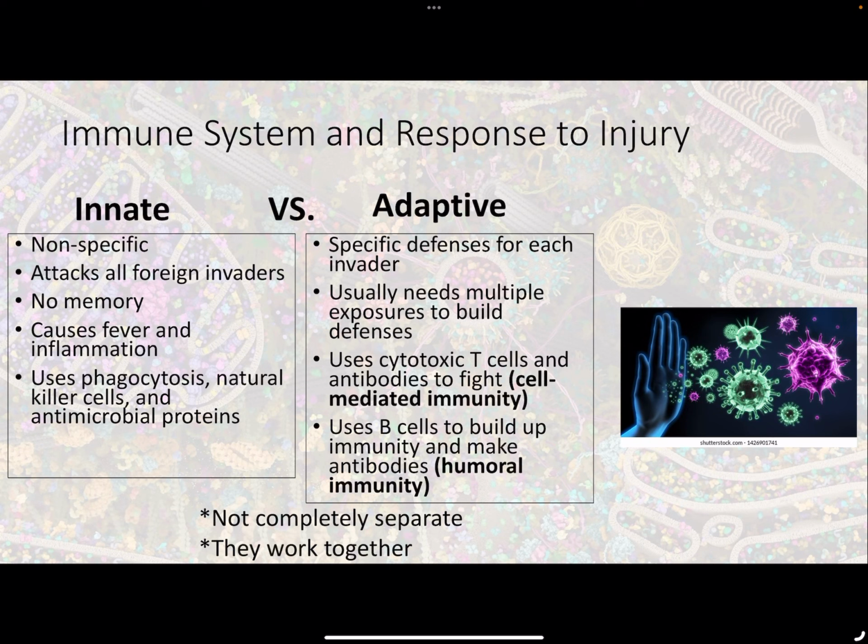So it starts here, just looking at the two general arms of the immune system. We have the innate and the adaptive, right? The innate immune system is going to be nonspecific. It's going to have the same response to every invader, so it attacks all foreign invaders. It doesn't have a memory. It doesn't get stronger when you've seen that same invader more than once. It just has the same response.